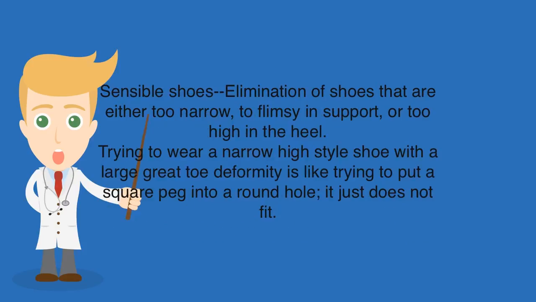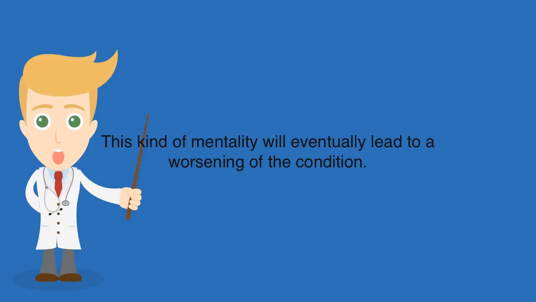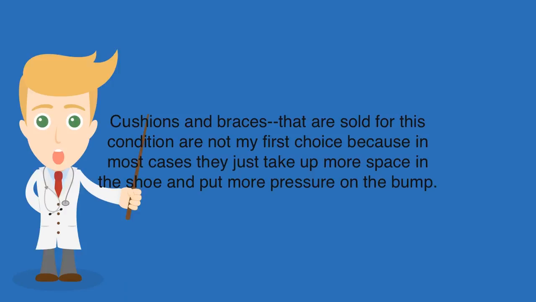Sensible shoes. Elimination of shoes that are either too narrow, too flimsy in support, or too high in the heel. Trying to wear a narrow high-style shoe with a large great toe deformity is like trying to put a square peg into a round hole, it just does not fit. This kind of mentality will eventually lead to a worsening of the condition. Cushions and braces that are sold for this condition are not my first choice because in most cases they just take up more space in the shoe and put more pressure on the bump.